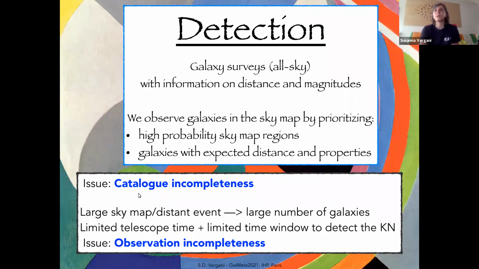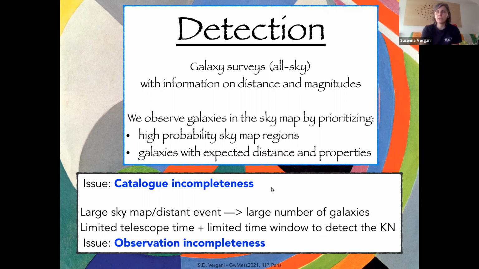So in my quest to detect the host galaxies, I have two issues. One is the catalog incompleteness, and then I have another big problem: the observation incompleteness. Why? Because if the sky map is large, or if the event is distant, I have a larger and larger number of galaxies to observe. My telescope time is limited, and furthermore, I need to do this observation pretty quickly, because after some days the kilonova becomes too faint. So I have these two issues.